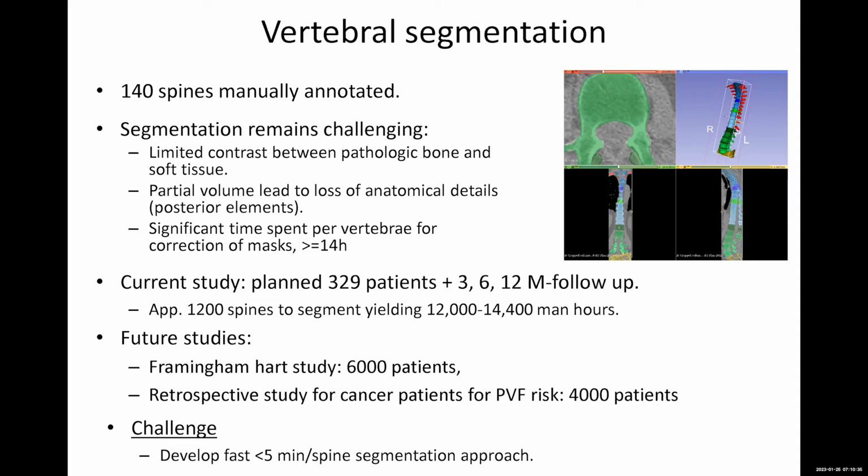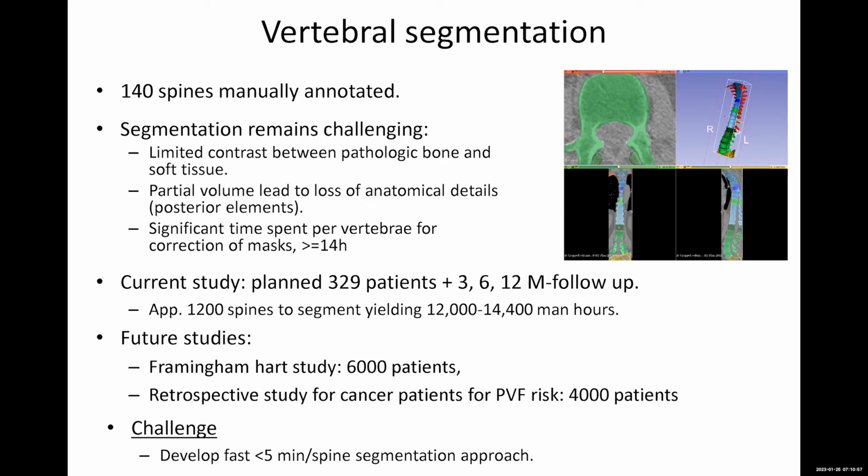Segmentation is really challenging, because in cancer vertebra, unlike elderly vertebra, there's very limited contrast between the bone and the soft tissue. The bone is very rarefied. Partial wall, essentially, because the image cannot separate the anatomical structures, you get a lot of connection between structures, and there's a lot of work to try and separate them.